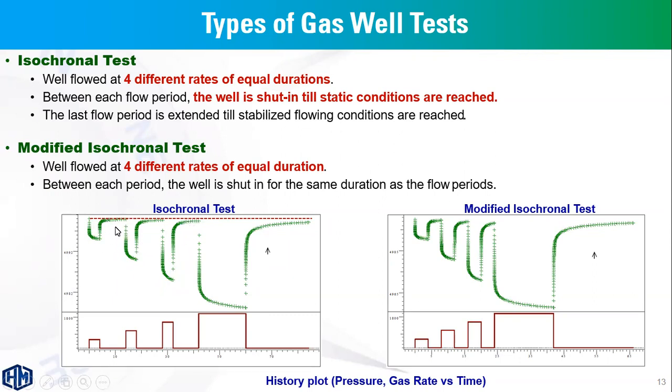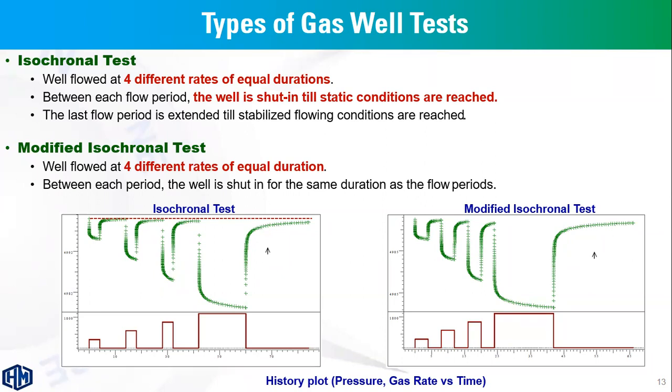In the isochronal test, the shut-in period will depend on the stabilization of pressure. Therefore, the shut-in period will be long enough to enable the pressure to reach the average reservoir pressure like this. While in the modified isochronal, the shut-in period will be equal to the flowing period, whether we reached the average reservoir pressure or not.